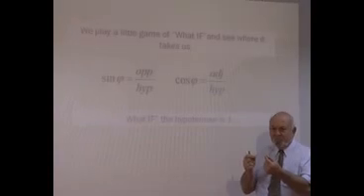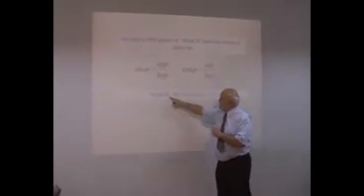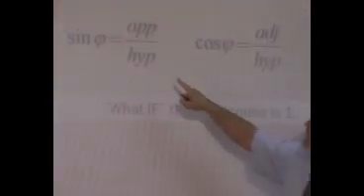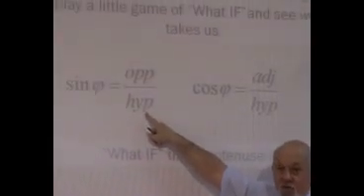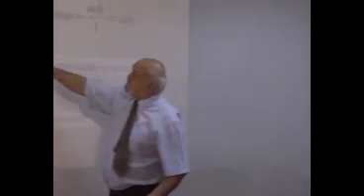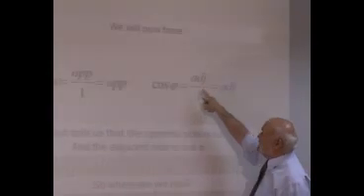Right. Now we're going to play a little game. That's what maths does, likes games. We're going to do a what if and see what happens. What if the hypotenuse is 1? So what do we have? Opposite over 1, it means opposite. And this would be adjacent. You're right. So sine is opposite over 1, which means the opposite side is sine. And the adjacent side is cos.